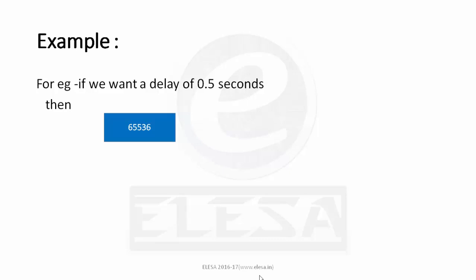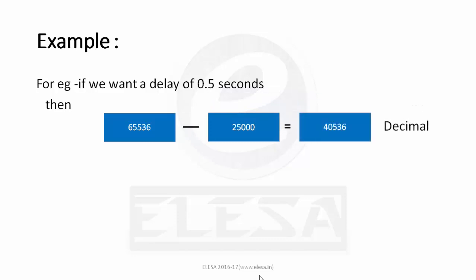So what I have done is I have used only 25,000 microseconds. If we subtract that from 65536, we get 40536. Now this 25,000 microseconds means 25 milliseconds. And to generate 500 milliseconds, we can do 25 milliseconds times 20 equals 500 milliseconds. We can have a for loop of 20 iterations to make a delay of 0.5 seconds.